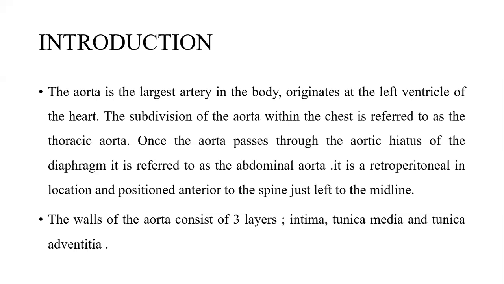So the abdominal aorta has three layers of the wall: the tunica intima, the tunica media, and the tunica adventitia. The tunica intima is the innermost section of the wall, which consists of an endothelial lining and elastic tissue. Then the tunica media is the second layer, which consists of smooth muscle and elastic fibers. Then the tunica adventitia is the outermost layer, which consists of collagen fibers and elastic fibers.